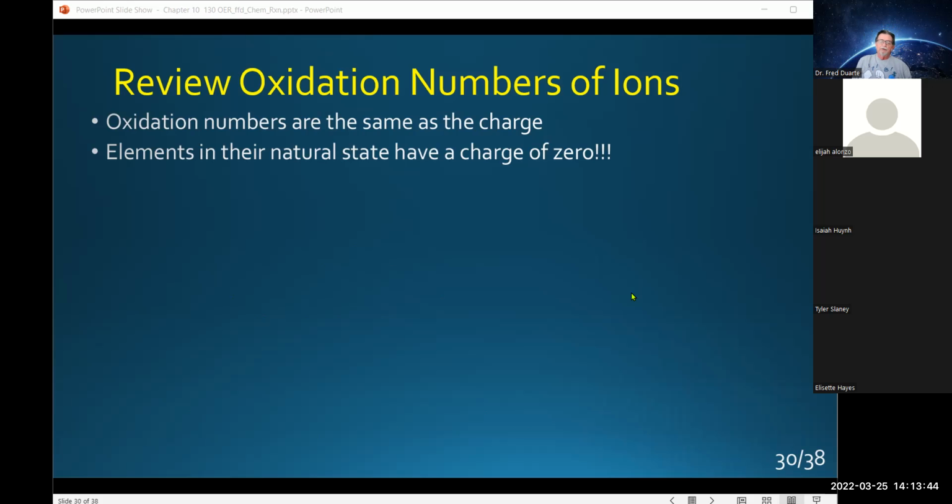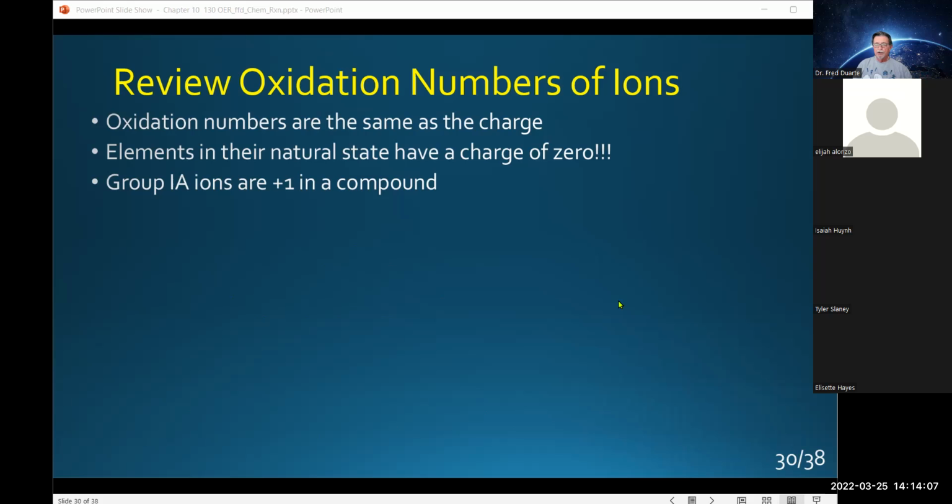oxidation number. And unfortunately, I kind of tend to bounce back and forth. I try to maintain, be consistent, and talk about oxidation number. But keep that in mind when we're talking about the charge of that element, whatever it may be, okay? Elements in their natural state are normally zero because they have an equal number of protons and electrons, right?